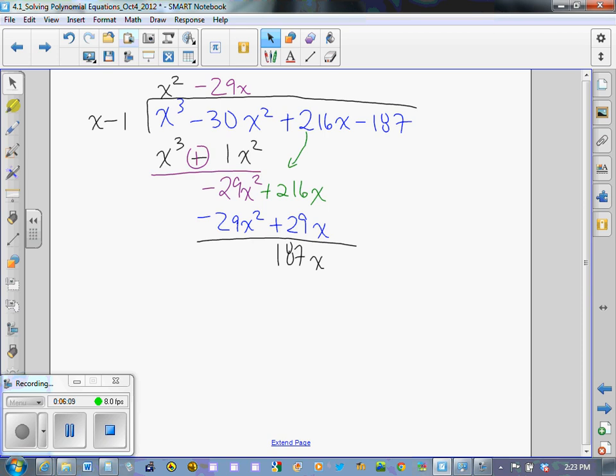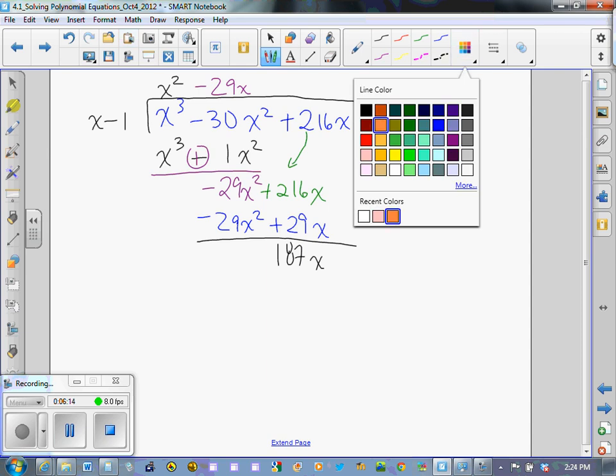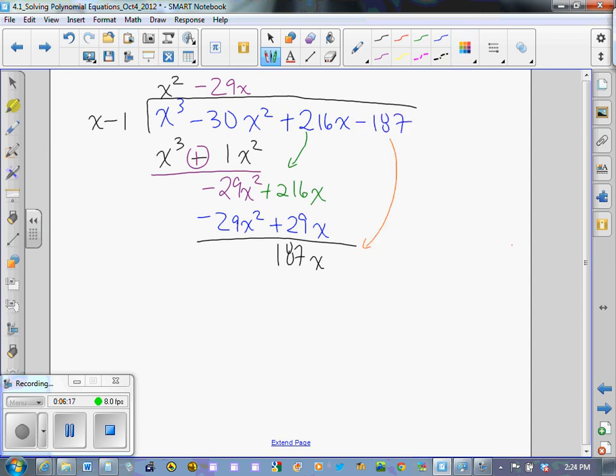So now let's go ahead and drop down the minus 187, and I am so glad that we ended up with that, because that means that we're going to end up with our zero remainder. So we need plus 187. So we have 187x minus 187, and upon subtracting, we're going to end up with 0 as our remainder.